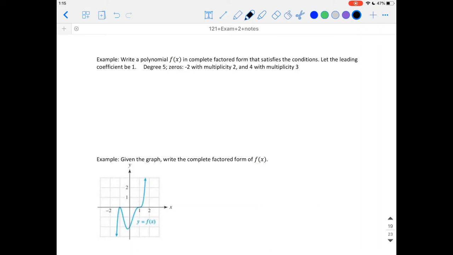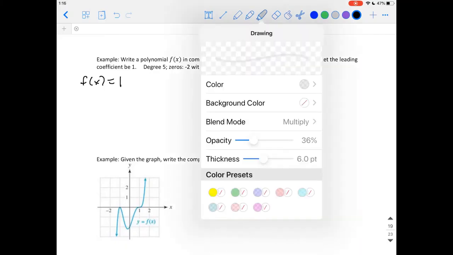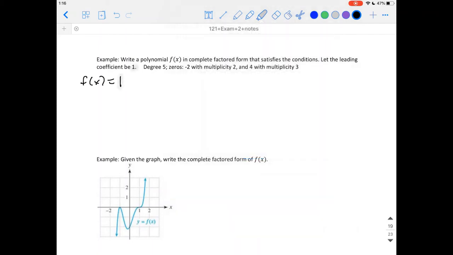So example, it says write a polynomial f of x in complete factored form that satisfies the conditions. Let the leading coefficient be a 1. So it says that the degree is 5. The zeros are -2 with multiplicity of 2 and 4 with a multiplicity of 3. Okay, so let's break this up. So we're going to have a f of x. Our leading coefficient is going to be a 1. So we really don't have to write it down, but I'm still going to write it down. So this is a 1, which is that one.